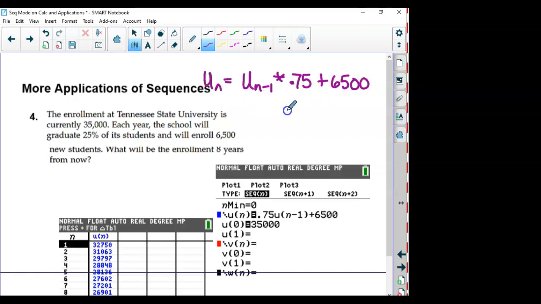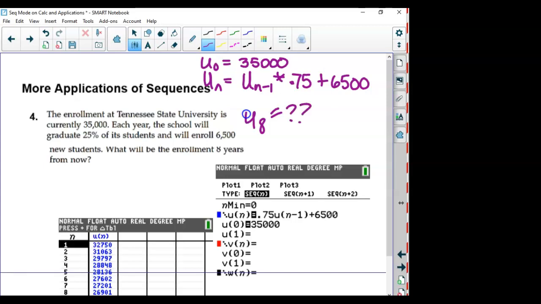Now, there's a trick to this because the current enrollment is 35,000. That is 0 years from now, right? It's not a year from now. So to make this easier, we're going to say U sub 0 is 35,000 rather than U sub 1, because this is not after 1 year, it's right now. So U sub 8 is what we want to find.